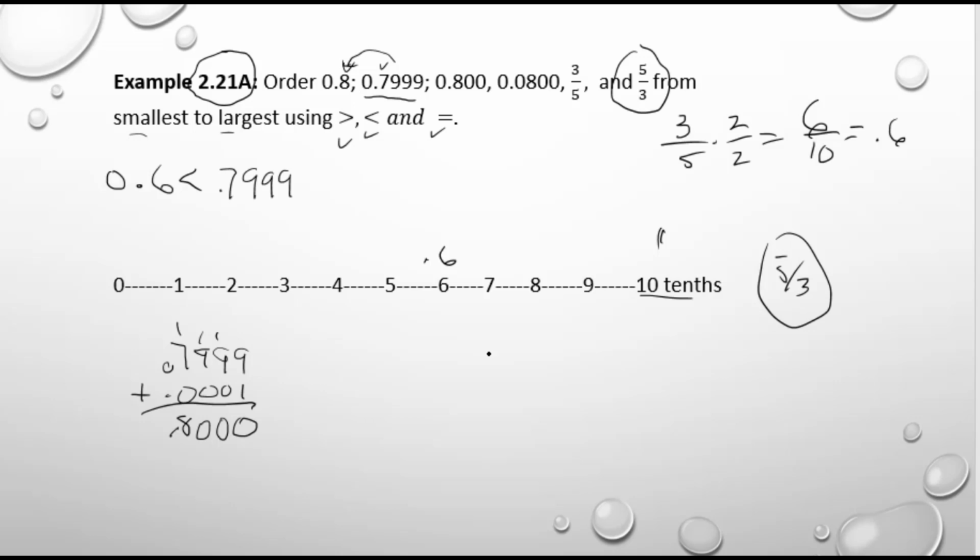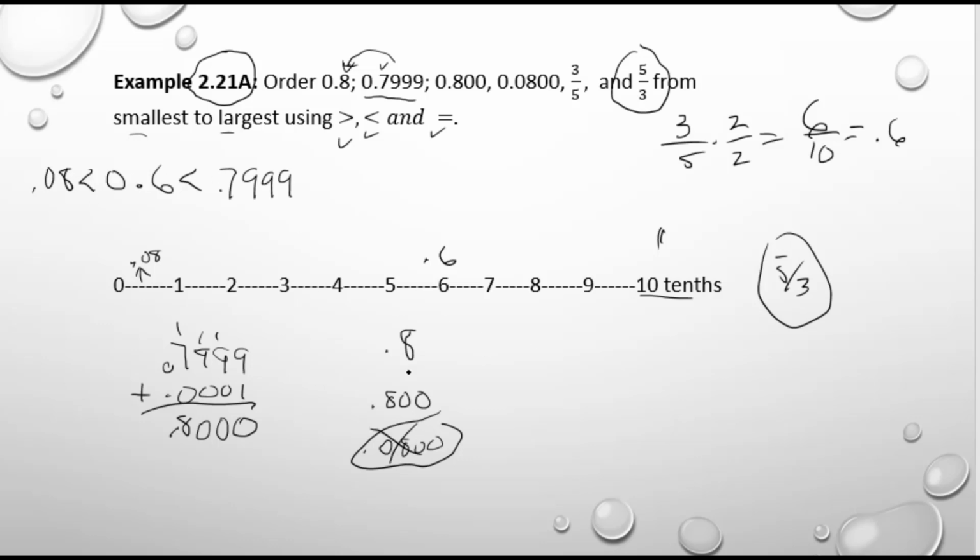Now let's look at 0.8 and compare 0.8 to 0.800 to 0.0800. Well, this one doesn't even have any tenths. So this one is way down here, 0.08, 8 hundredths. So that's even going to be smaller than 0.6. So I got 0.08 here.